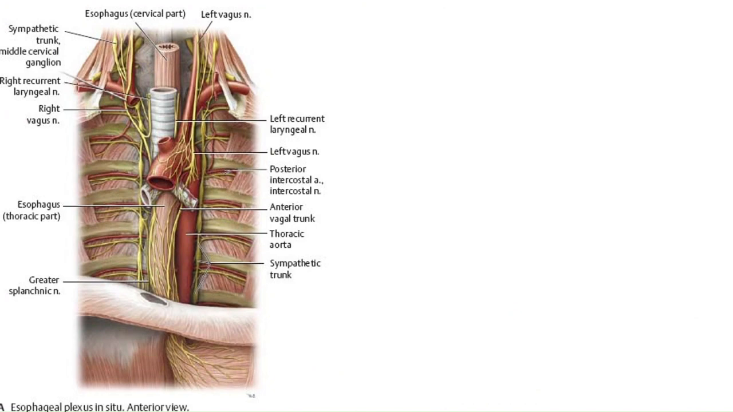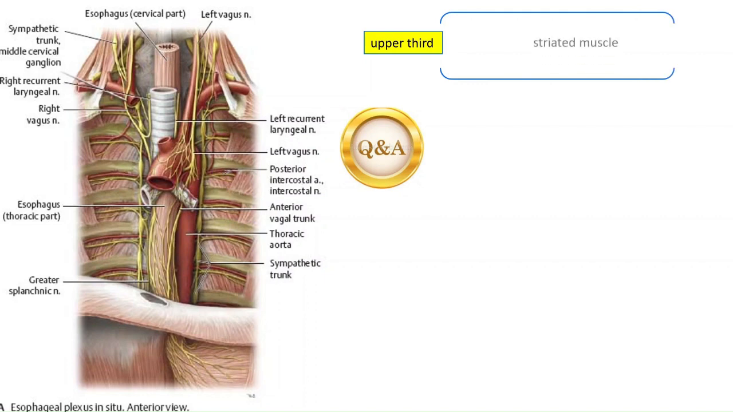Here's a diagram of nerve supply and the nerves related to the esophagus. With the help of questions, we're going to go into some details. In the upper third of the esophagus, we have striated muscles, skeletal muscles, and they are supplied by motor branches of the vagus, which are the recurrent laryngeal nerve.